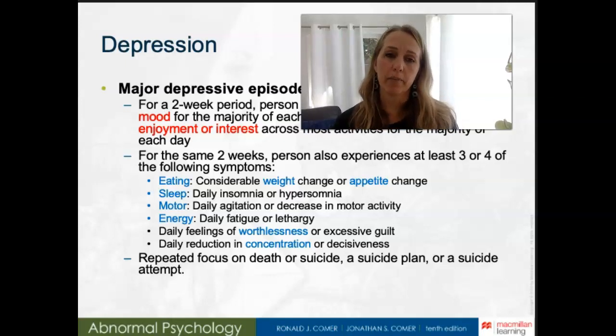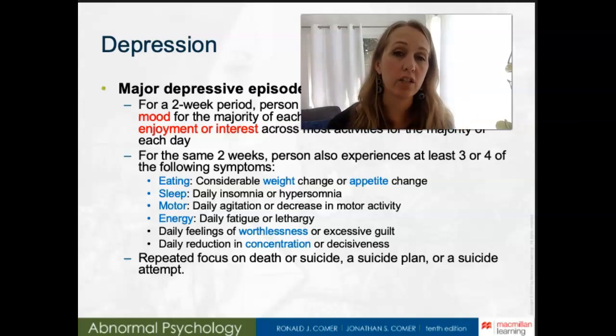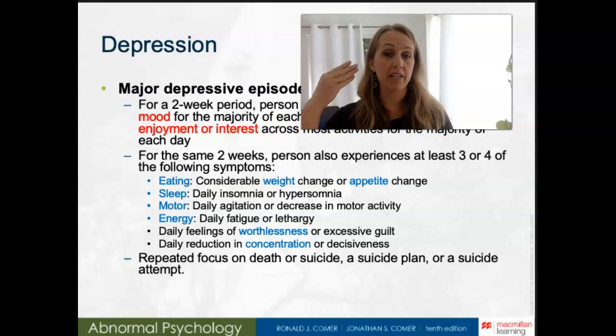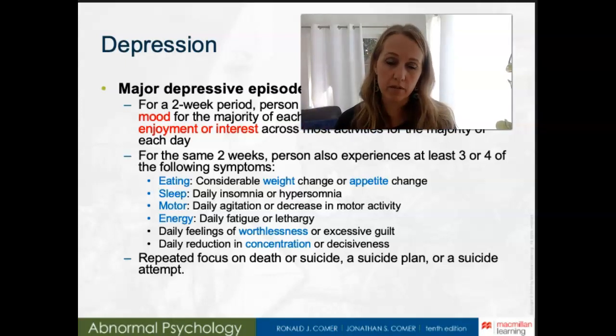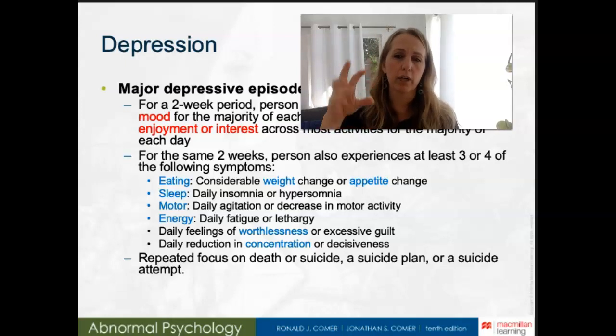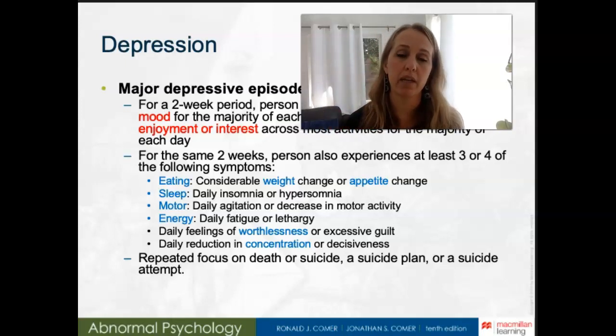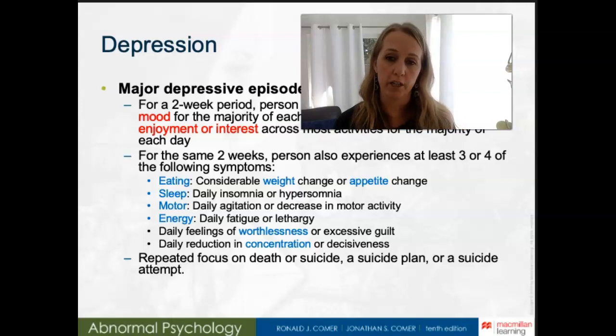Another symptom of depression can be thoughts of death and or suicide. It doesn't necessarily have to be suicide. Sometimes people can just have a preoccupation with death, thinking about death. And then, of course, thoughts of suicide, suicidal ideation, we call it, and that means having ideas about suicide, making plans for suicide, or even attempts at suicide. Any recurring thoughts of death can be a symptom of depression.